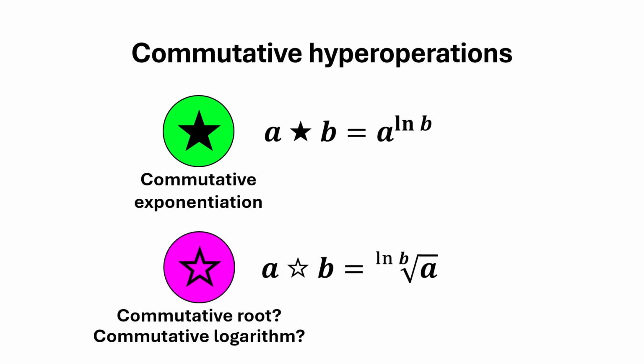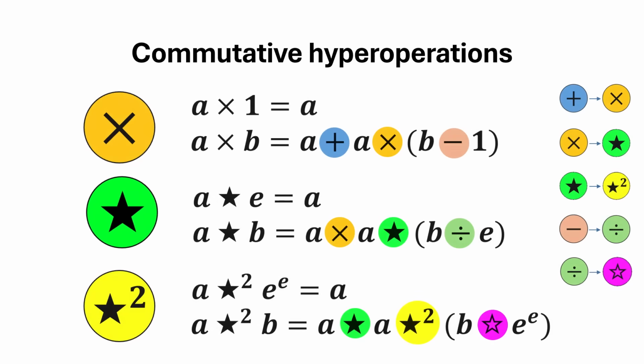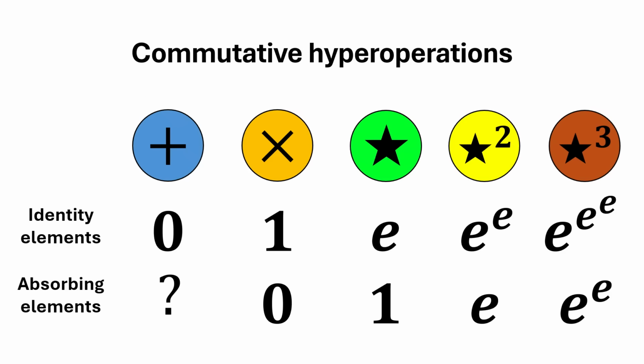Because this operation is commutative, it will have only one inverse operation as opposed to exponentiation. We can apply that new operation generating process multiple times and define operations such as commutative tetration, commutative pentation, and so on. Notice how each identity element needs to be e to the power of the last identity for it to work. The absorbing elements of each operation are also always the identity elements of the previous operations.